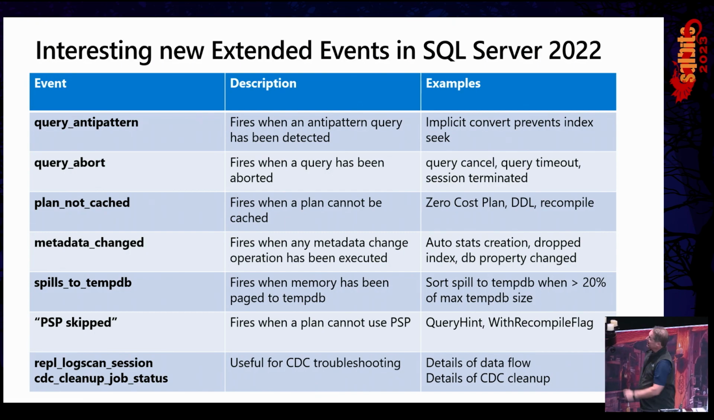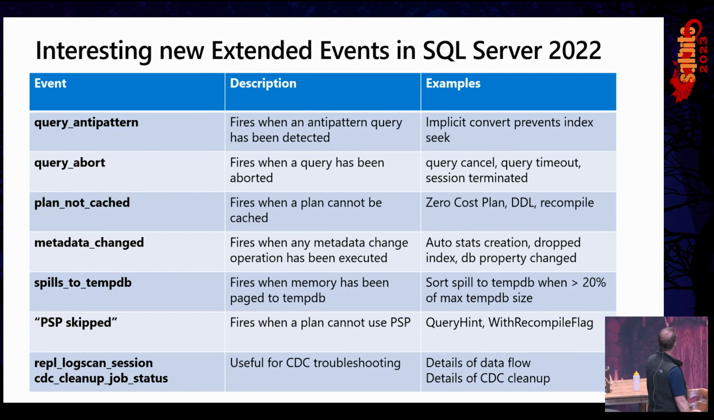We're gonna show you what an anti-pattern looks like, a query abort. Specifically, we'll dive into those. These are all public X events for you to use. But how about the fact that you can fire an X event when a plan is not cached, or somebody changes metadata, or when a spill happens to tempdb. So here's some pretty cool stuff that you can look at in the deck yourself and experiment with.